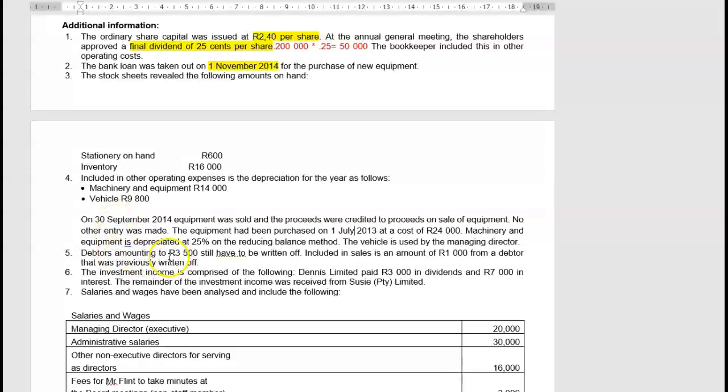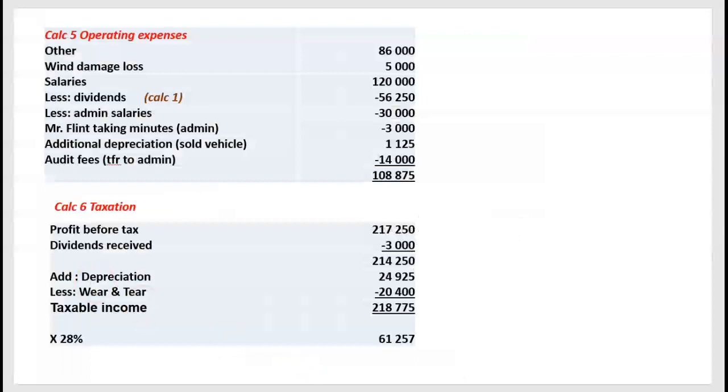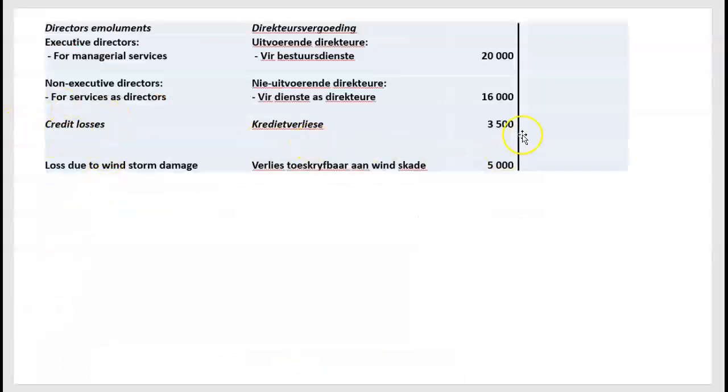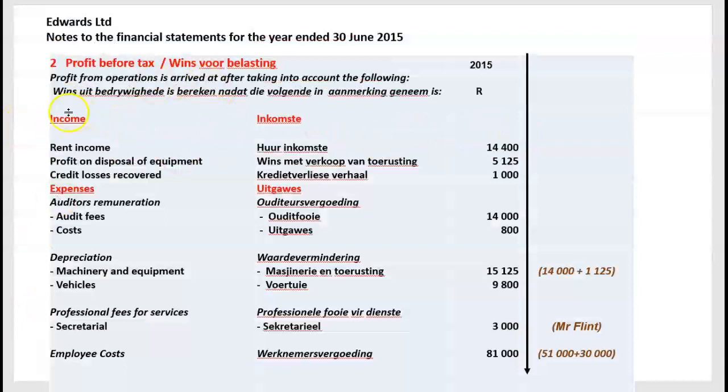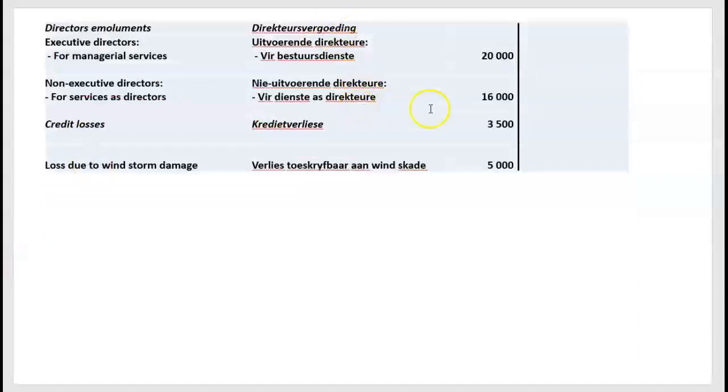Debtors amounting to 3,500 Rand still have to be written off, so I'm going to debit credit losses 3,500. That is a separately disclosable item, so obviously in my note I'm going to have credit losses 3,500. Guys, the sequence of the items here under income and the sequence of the items under expenses does not matter as long as you're going to disclose everything that you should disclose. So there's our credit losses written off. We're going to have an expense item for 3,500 Rand.